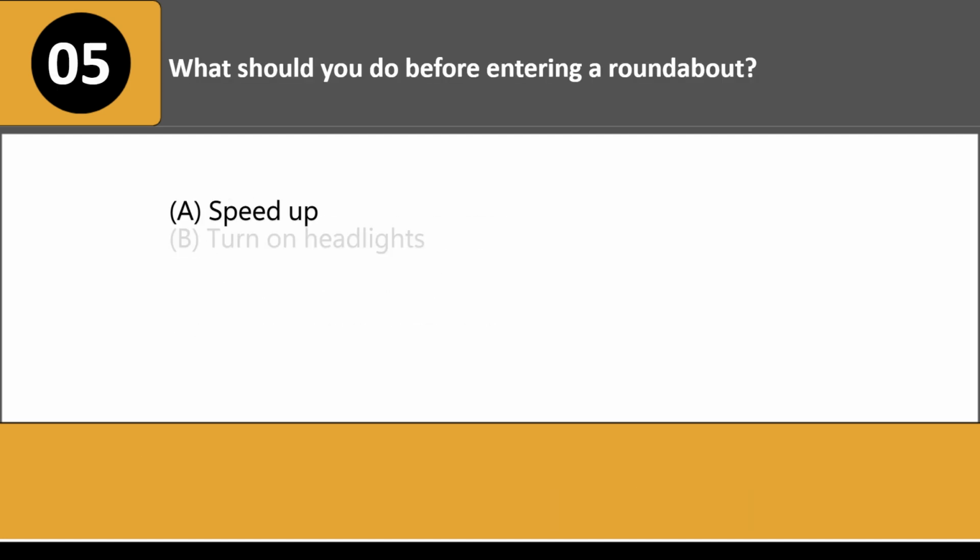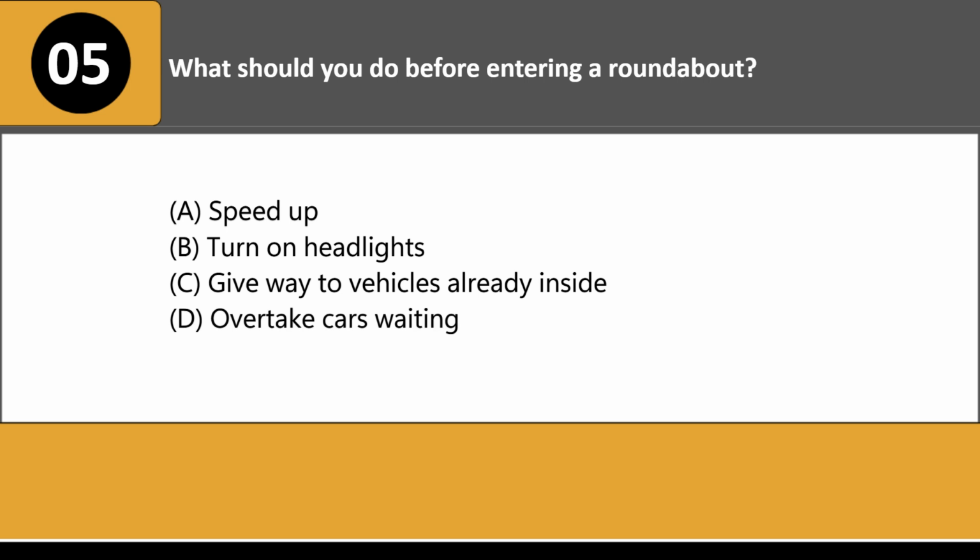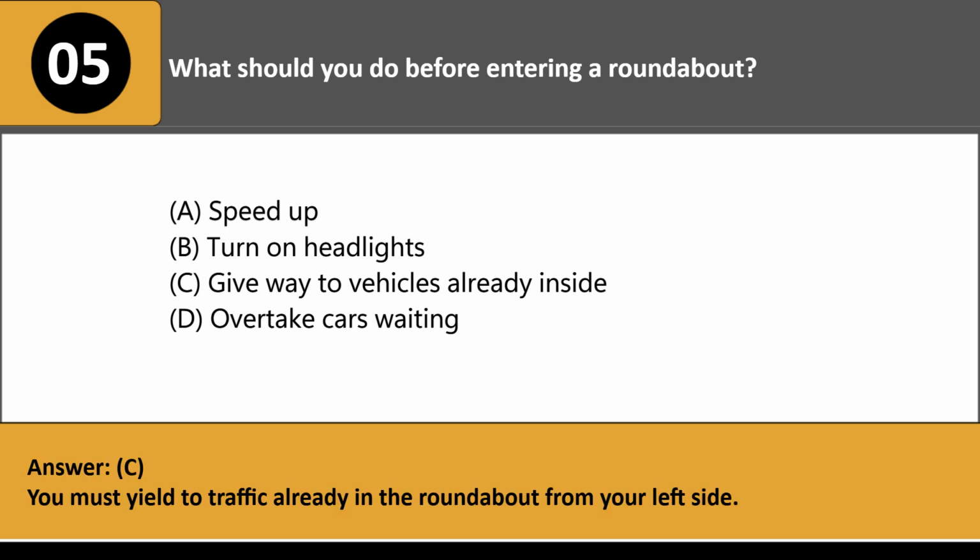What should you do before entering a roundabout? A. Speed up. B. Turn on headlights. C. Give way to vehicles already inside. D. Overtake cars waiting. Answer C. You must yield to traffic already in the roundabout from your left side.